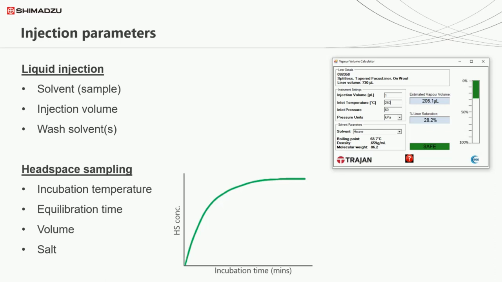Other parameters that would impact the results are the sample amount or volume and the vial size used. The more liquid and less headspace, the greater headspace concentration will be. But ensure the vial is not overfilled, as the needle should not contact the liquid at any time. Finally, for headspace, think about whether or not to add salt to your sample. This has been shown to improve sensitivity, but adds an extra step to sample preparation.